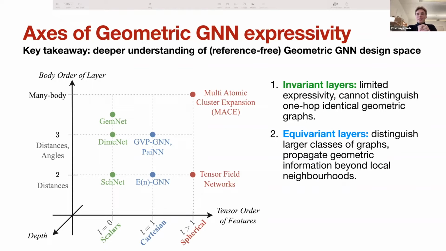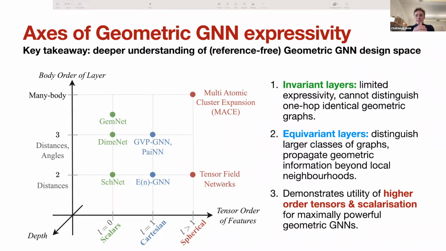The second key takeaway is that if we use equivariant layers, so if we allow ourselves to go beyond the green colored nodes to blue and red to higher order tensor features, then we can actually distinguish larger classes of graphs. And the reason for that is that we can propagate geometric information beyond local neighborhoods. So said very simply, we can say how different neighborhoods glue together in which orientation, and propagate that information across the graph. And finally, the third takeaway is that higher order tensors and higher body order in the scalarization really allows us to get more powerful graph neural networks than using lower versions on these axes.